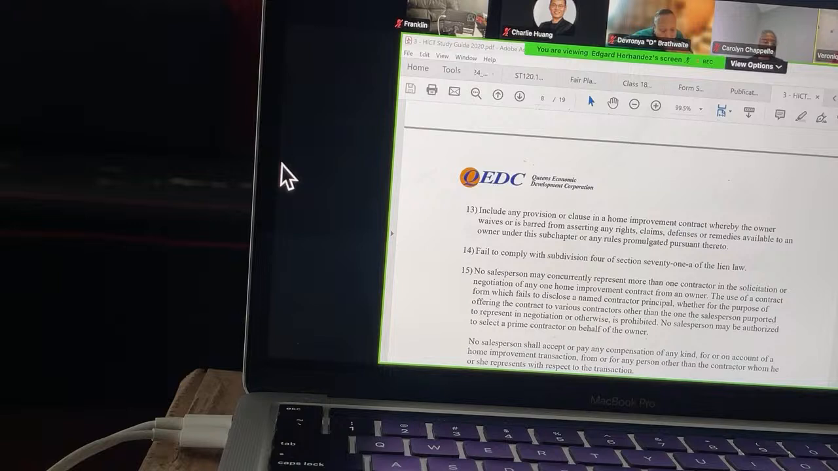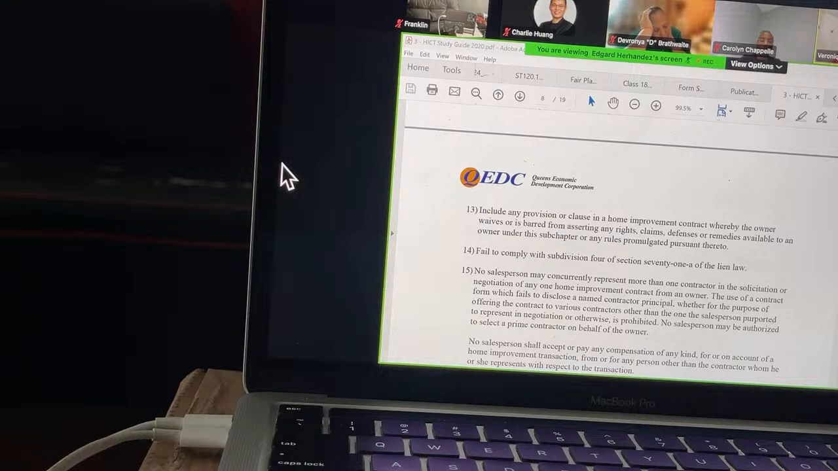No salesperson may concurrently represent more than one contractor in the solicitation or negotiation of any one home improvement contract from an owner. The use of a contract form which fails to disclose a named contractor principal, whether for the purpose of offering the contract to various contractors other than the one the salesperson purported to represent in negotiation or otherwise, is prohibited. No salesperson may be authorized to select a prime contractor on behalf of the owner. No salesperson shall accept or pay any compensation of any kind for or on account of a home improvement transaction from or for any person other than the contractor whom he or she represents with respect to the transaction.